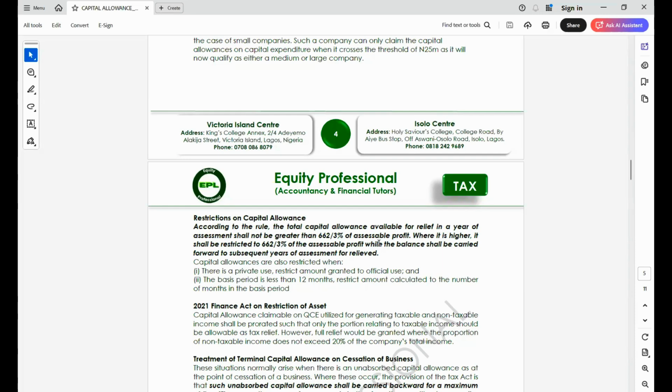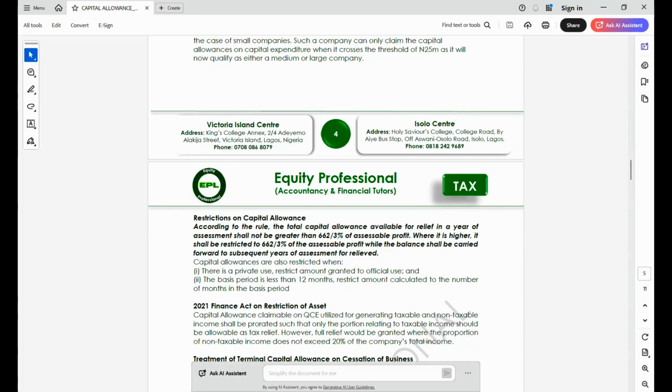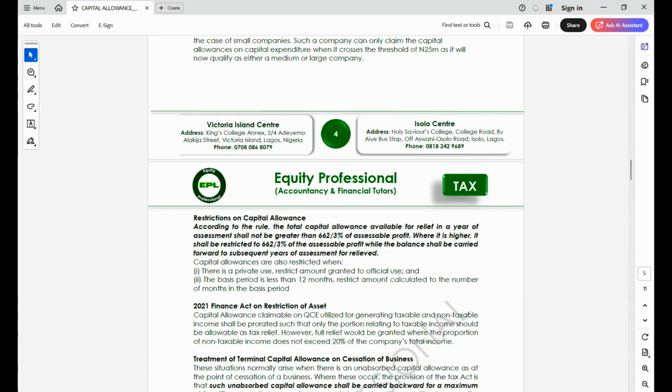So this capital allowance you want to remove now, it is not the entire capital allowance that is expected to be removed. So capital allowance is restricted to 66 2/3 of accessible profit. Capital allowance is restricted to 66 2/3 of accessible profit. So let me illustrate that.